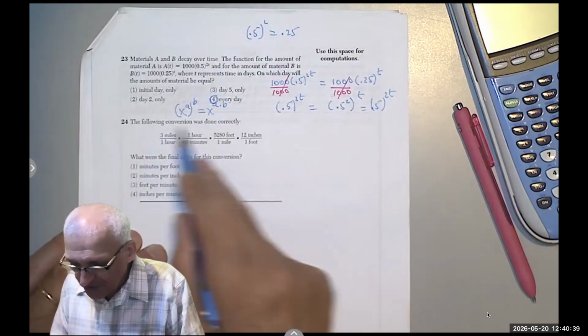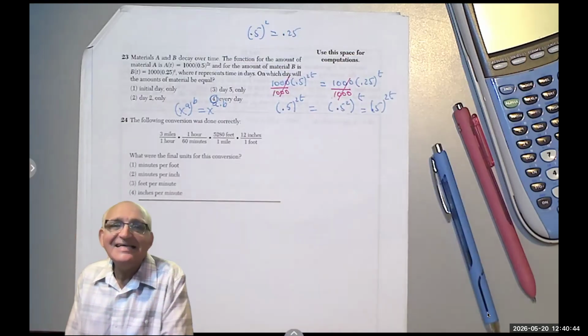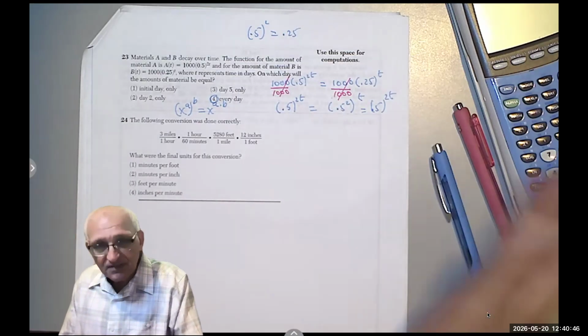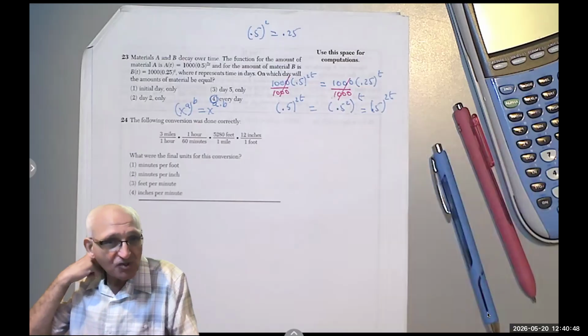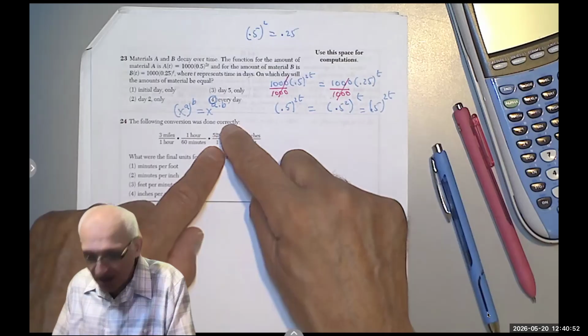The following conversion was done correctly. What were the final units? Well, this is the easiest thing. You don't care about the numbers. They told you it's done correctly. So don't say, oh, is the mile 5280? Yes, it is. Is the hour 60? Yes, it is.